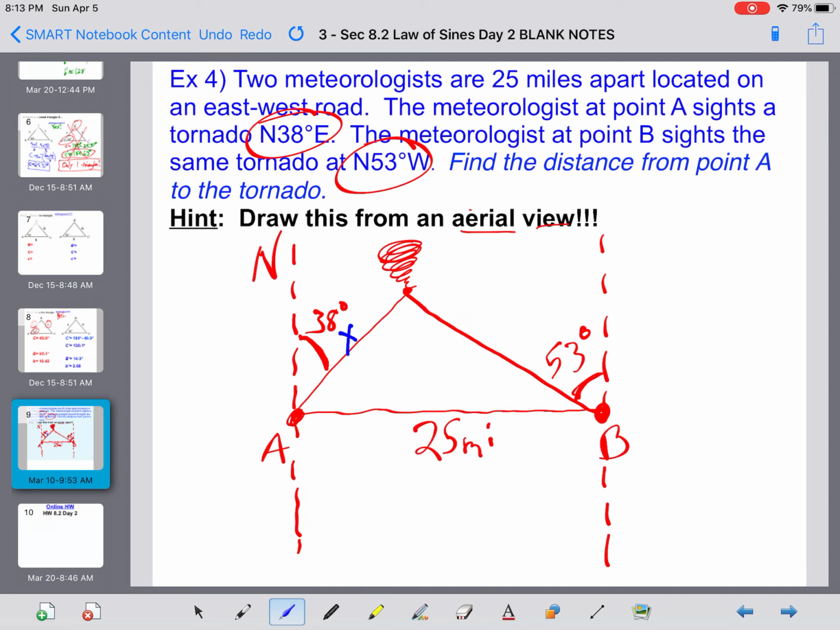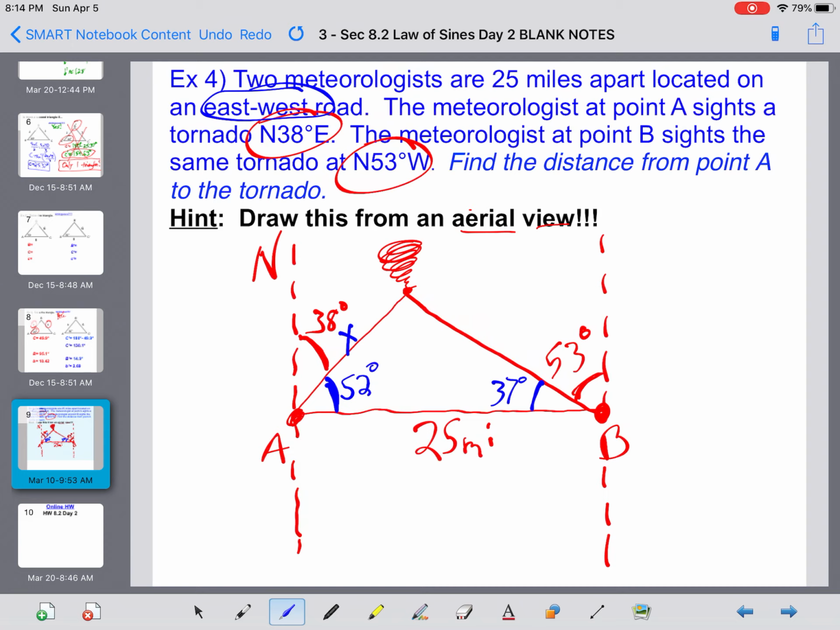Well, because A and B are on a perfect east-west line, if this top angle by A is 38, I know this angle here in blue has to be complementary. That means it adds up to 90. So if the top angle is 38 degrees, I know this has to be 52 degrees. Same thing on the right side with angle B. If the top angle there is 53 degrees, I know that this has to be 37 degrees. The only reason I know that is because it says A and B are on an east-west road, and the angles in red were given in bearing. That's what allows me to set up that picture.